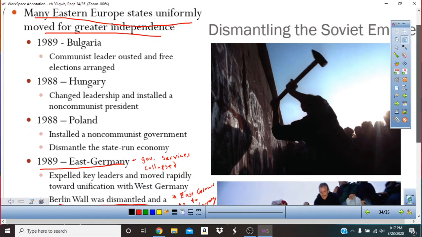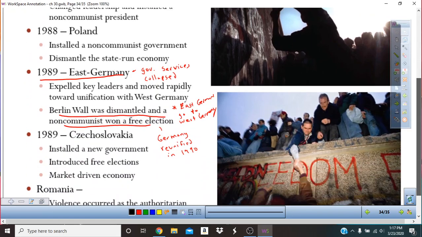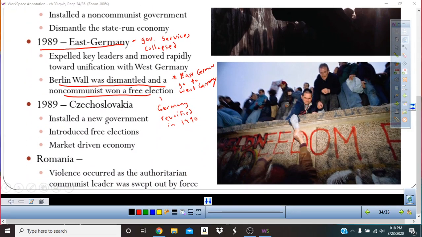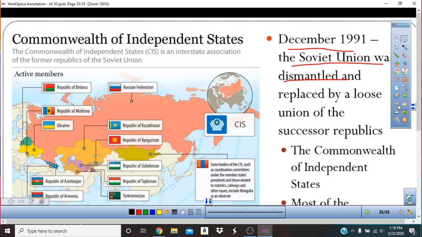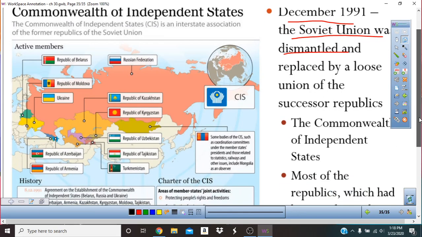These Eastern European countries, by the late 1980s, they are going to free themselves from Soviet rule. East Germany is the most notable. The Berlin Wall is going to come down. East and West Germany will be reunited again, but all these countries in Eastern Europe will gain their independence from the Soviets. And finally, 1991, the Soviet Union is going to be collapsing.